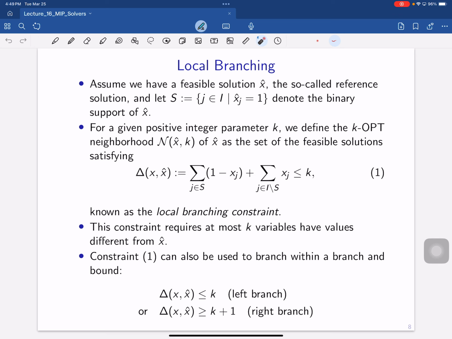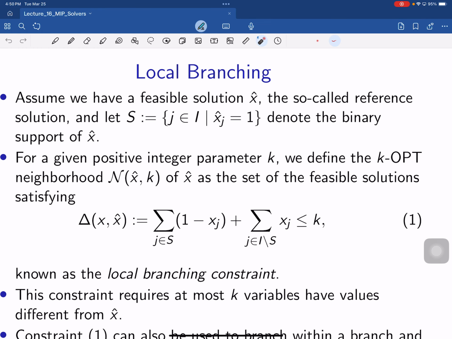Now I will show you some math. The idea is we will define a neighborhood such that if you compare two solutions, their binary variables differ by at most k. Let's say the problem has 10 binary variables, and I want to find a neighborhood of this binary solution. I would say the binary variables can only differ from this solution in 3 out of the 10 binary variables. So how do you describe that in math?